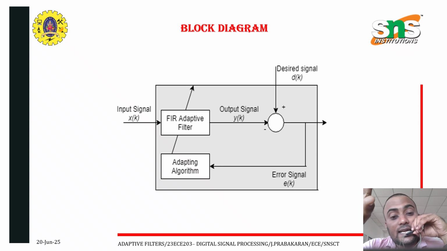Next one is d of k, which is the desired signal. This is the reference signal that we want the output y of k to match as closely as possible. And next is the error signal. This error signal is fed back to adjust the filter coefficients. Next one is the adapting algorithm. This block uses the error signal e of k to update the filter coefficients in real time. The common algorithm is the LMS, which means least mean square algorithm.